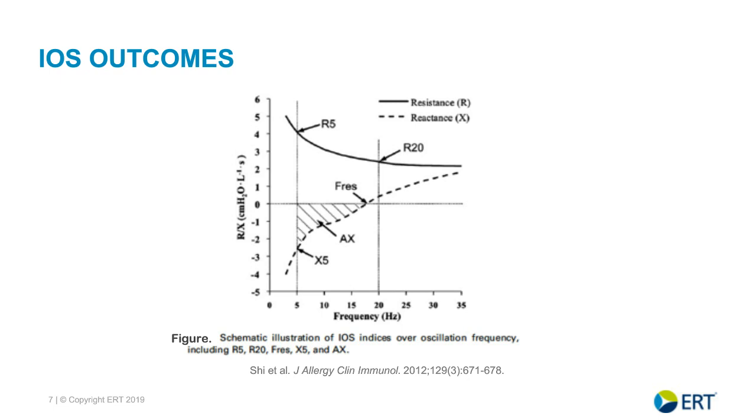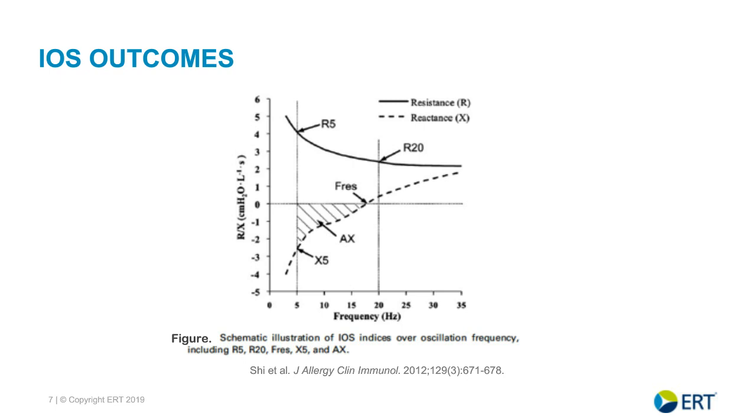If we move on to the interrupted line, this is the reactance. And again, you can see the reactance is also highly dependent on the frequency. So think of the reactance, if you like, as the echo of the resistance, or the out-of-phase component of the respiratory impedance. The reactance, or X, at 5 Hertz, in other words X5, which is a negative value because it's below the zero line, tells you about the reactance in the small airways.